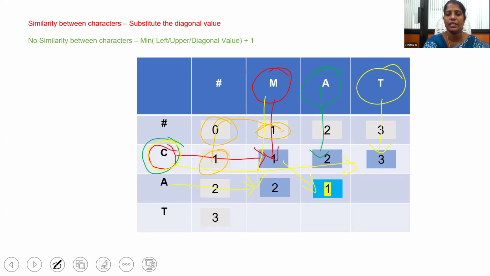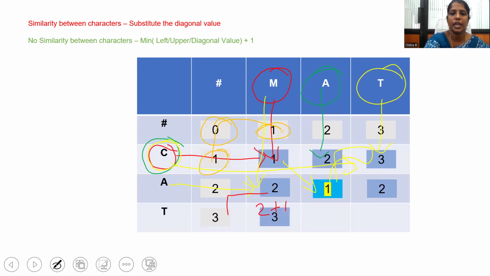The next is A and T. Consider A and T. Here the substitution is required. T is substituted as A. Hence, find the minimum of the values 1, 2, and 3. Among these three values, the minimum value is 1. 1 plus 1 equals 2. Then go here, T and M. M is replaced as T. Refer to these three values. When you refer to these three values, the minimum value is 2. So 2 plus 1 will be 3.